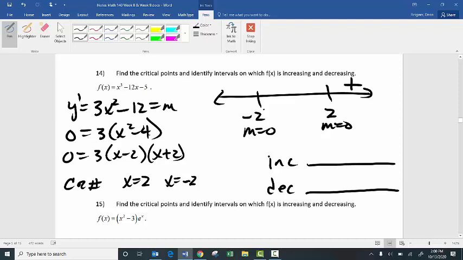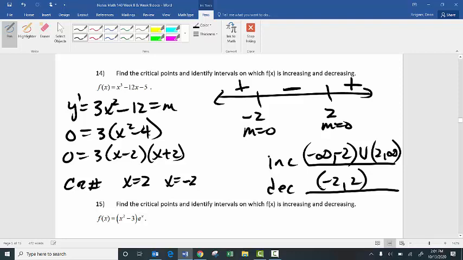If you put a number in between -2 and 2, like 0, into your slope formula, you get a negative number. If you put in -3, something in this range, into your slope formula, you actually get a positive answer. So that means the slope is positive. So this thing is increasing from -infinity to -2, union, and then from 2 to infinity. That's where it's going to be increasing. And then decreasing is going to be between -2 and 2.